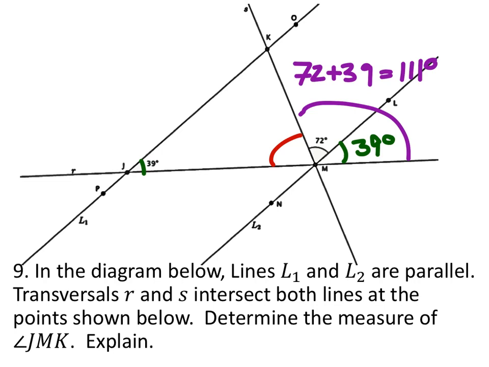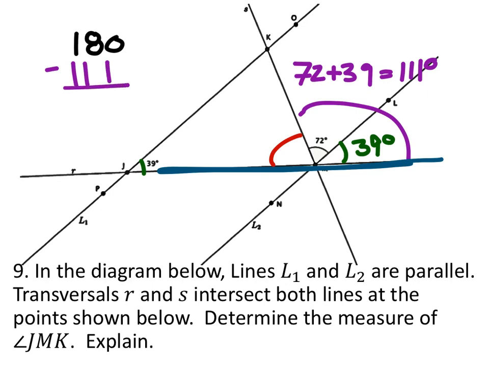Now the red angle would be what's left over from 180 degrees because all three of them make up this straight angle right here. So we're going to take the 180 and subtract the 111, and that gives us 69 degrees right there. This angle is at 69 degrees.